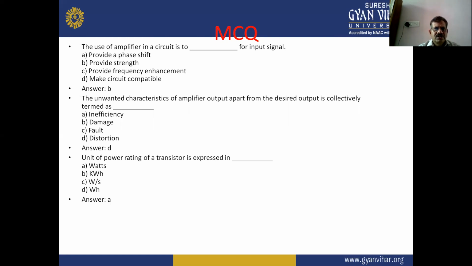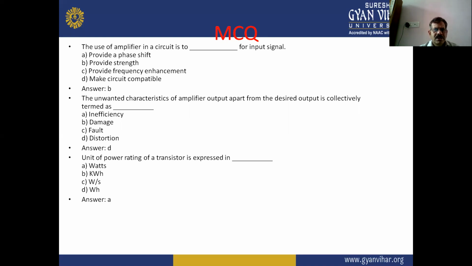The first question: the use of an amplifier in a circuit is to ___ the input signals. Option A, provide a phase shift. Option B, provide strength. Option C, provide frequency enhancement. Option D, make the circuit compatible. So the correct answer is option B. The use of an amplifier in a circuit is to provide strength for the input signal.